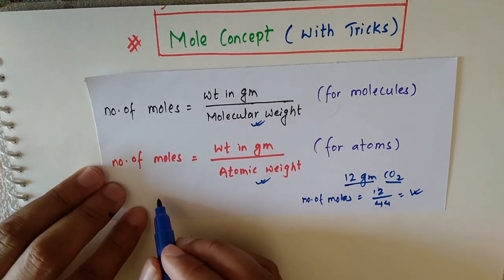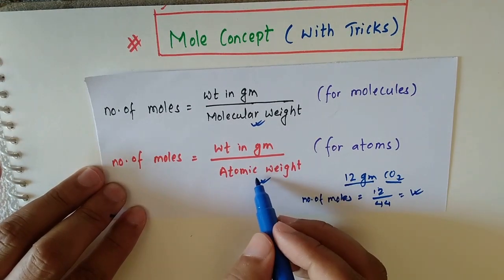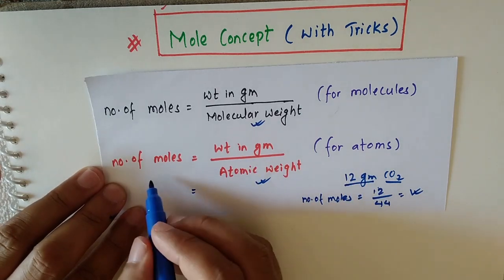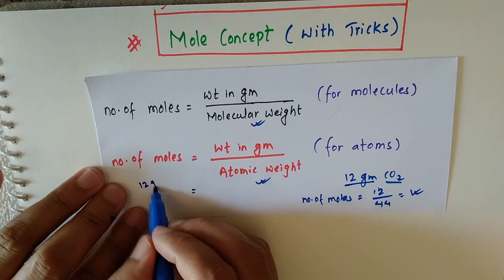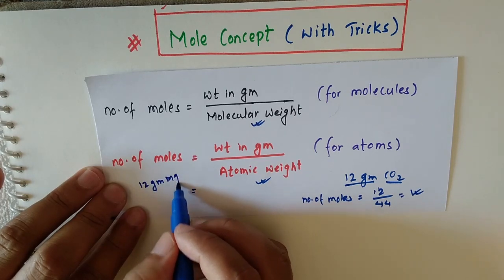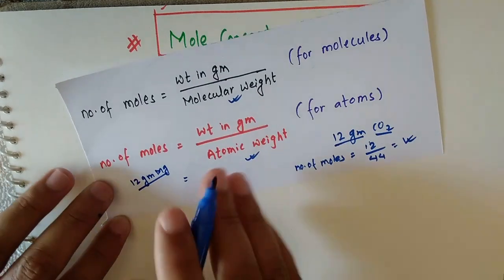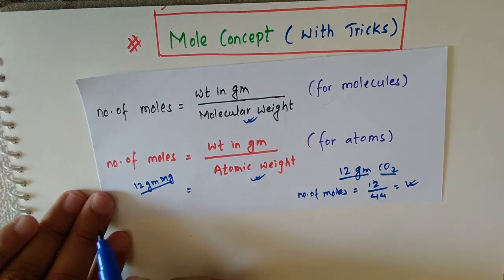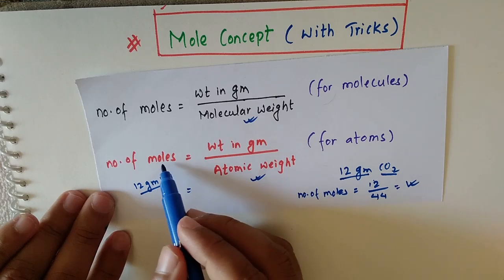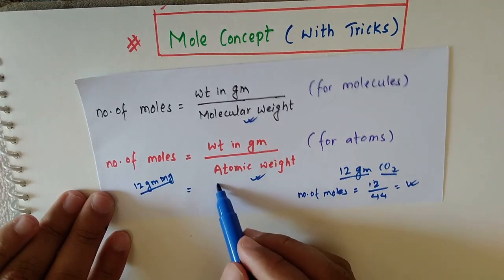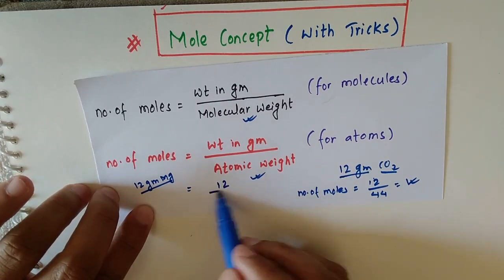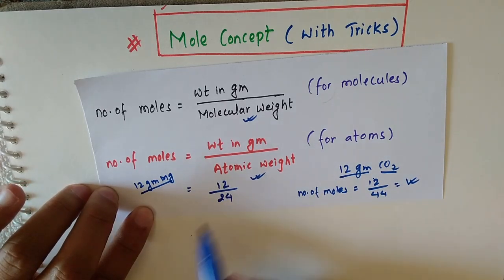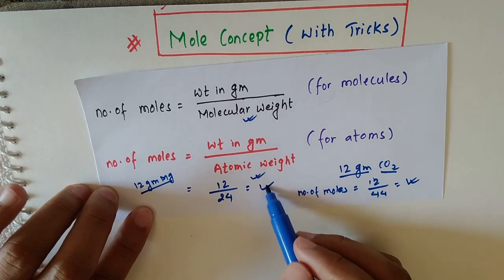For an atom, number of moles equals weight in gram divided by atomic weight. So let us suppose 12 gram magnesium. Calculate the number of moles for 12 gram magnesium. Number of moles equals weight in gram, 12, divided by the atomic weight of magnesium, which is 24. Here we can calculate the number of moles.